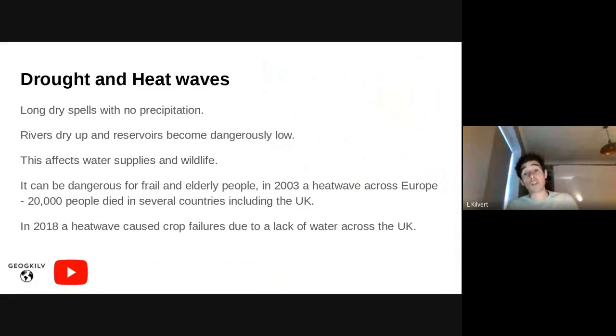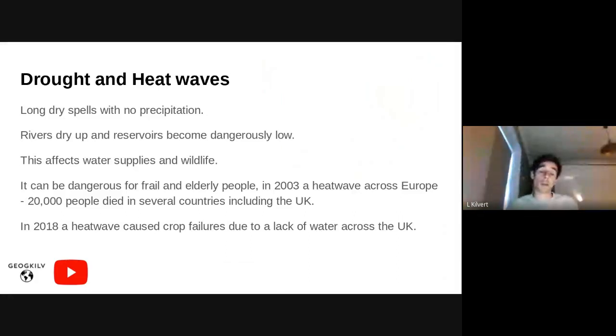Now, there's loads of examples of this. A big one is 2003, when there was a huge heat wave across Europe, which killed 20,000 people in several countries, including the United Kingdom. But most recently, in 2018, there was a huge heat wave, and there were lots of crop failures due to a lack of water across the UK. That was most recent. I remember that pretty well. I also remember 2003 pretty well, to be fair, because I remember sitting some of my mock exams at that point, and it was very, very warm.